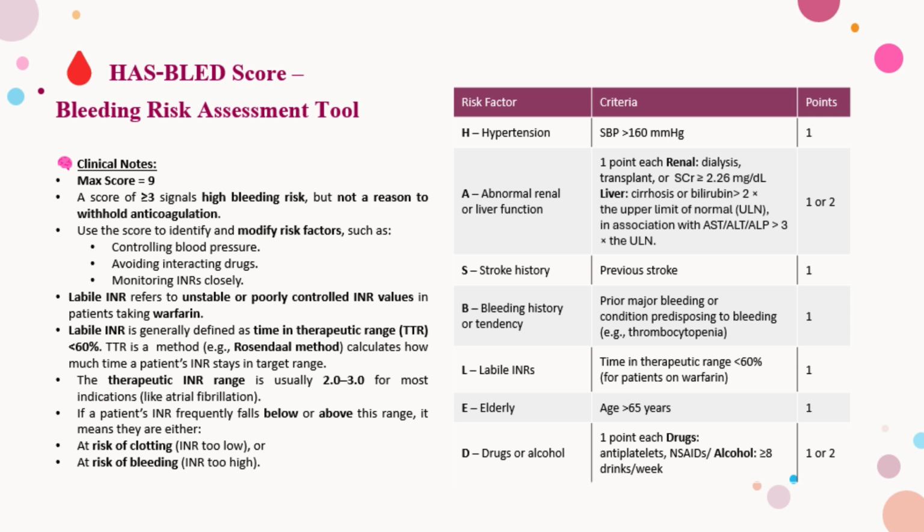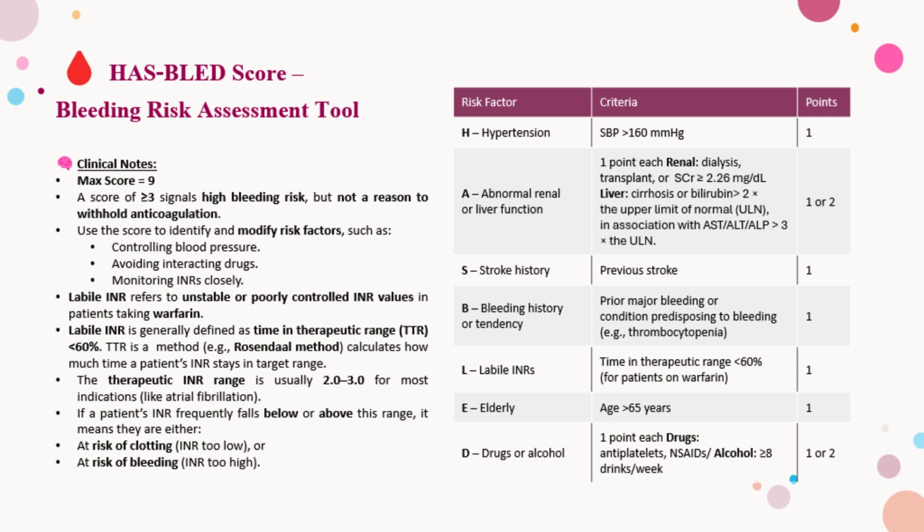H. Hypertension, uncontrolled systolic blood pressure greater than 160 mm of mercury. A. Abnormal renal or liver function, 1 point for each. S. Stroke, prior history of stroke. B. Bleeding, previous major bleeding or bleeding predisposition. L. Label INR, time in therapeutic range less than 60%, applies to warfarin users. E. Elderly, age greater than 65 years. D. Drugs or alcohol, 1 point for each, e.g., antiplatelets, NSAIDs, or heavy alcohol use.